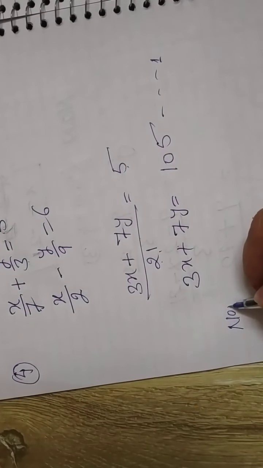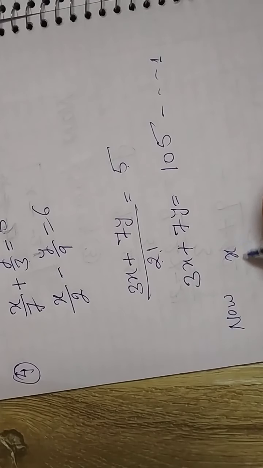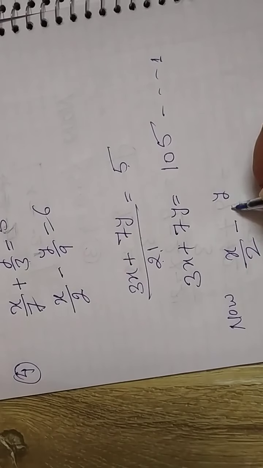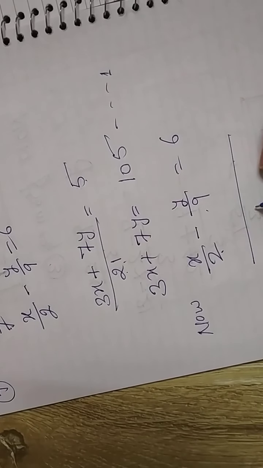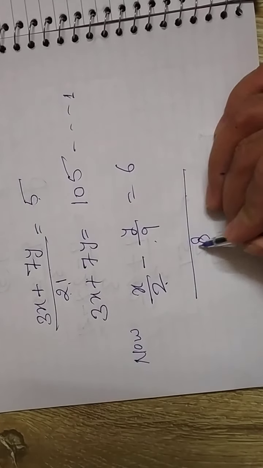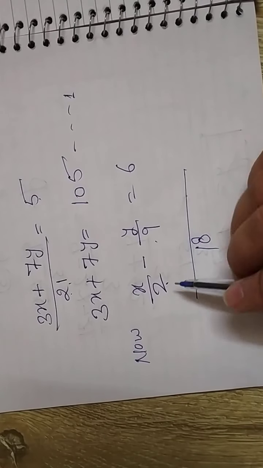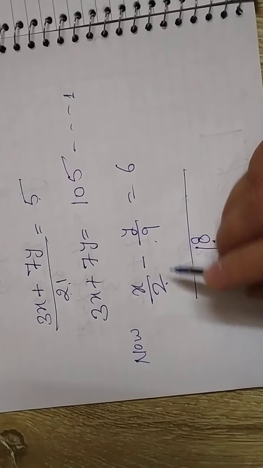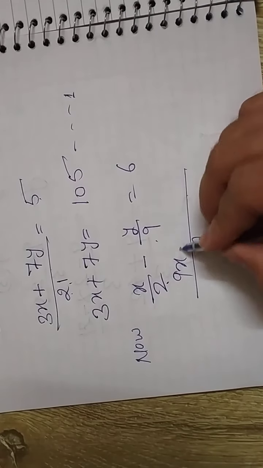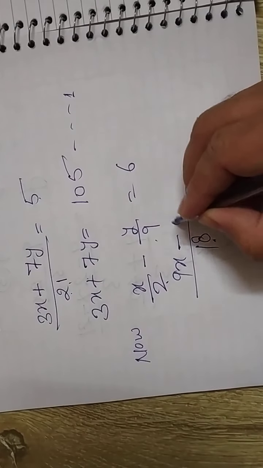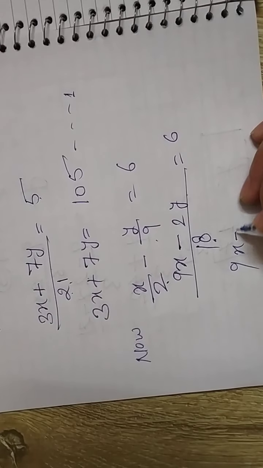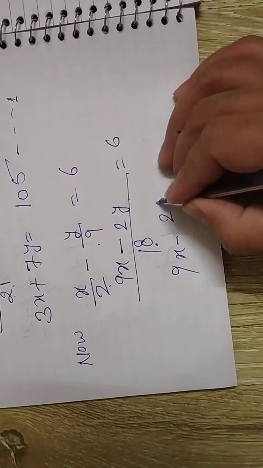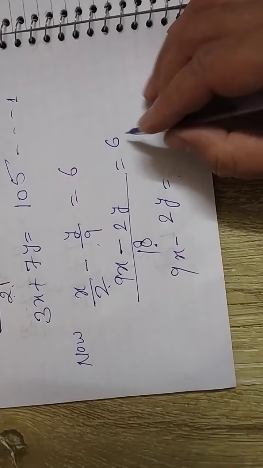Now x upon 2 minus y upon 9 equals 6. So I will take the LCM of 2 and 9. What will come? 18. So we will divide 18 by 2. What will come? 9. And 9 divides 18, what will come? 2. So 9x minus 2y equals 18 multiplied by 6.